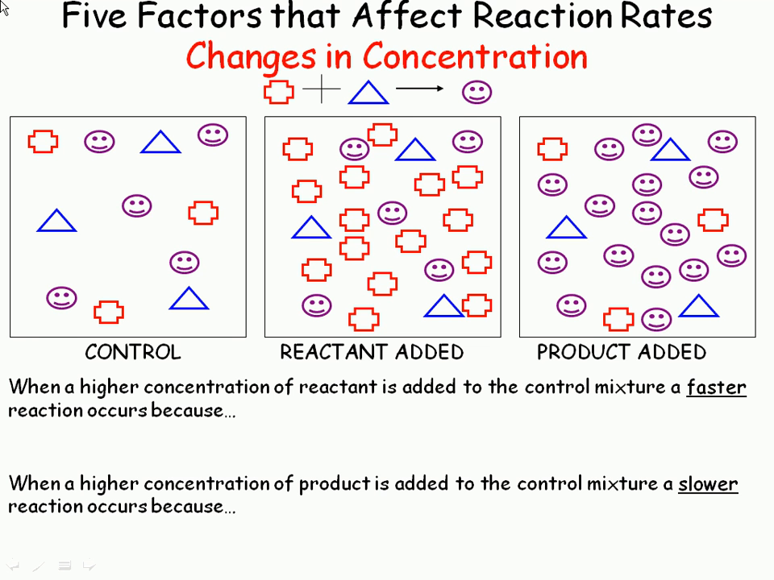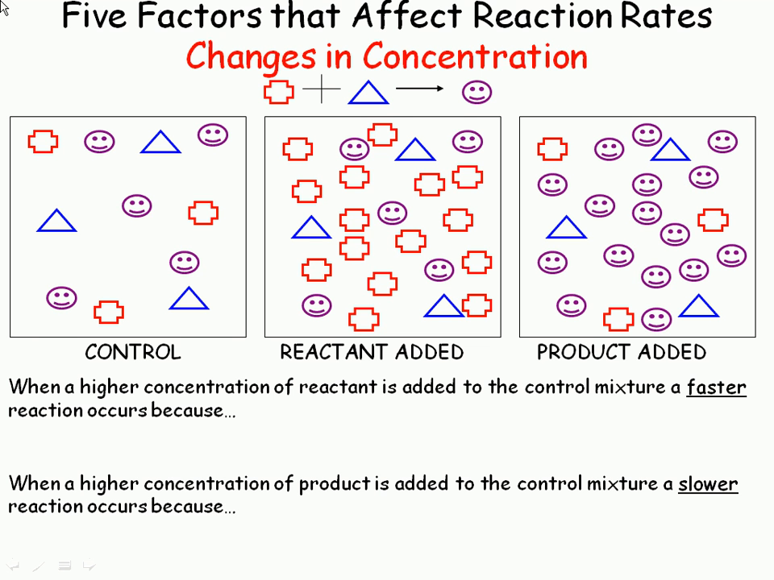And the smiley face is going to be our product in this reaction. So we have a control container where I just kind of randomly placed some particles. Then I have the middle one where I've actually added a bunch of plus symbols, and the last one I've actually added a bunch of smiley faces, but it's essentially the same picture. The idea here is to show the second picture where I added a reactant, which is the plus symbol, and in the end one, we're adding a product.